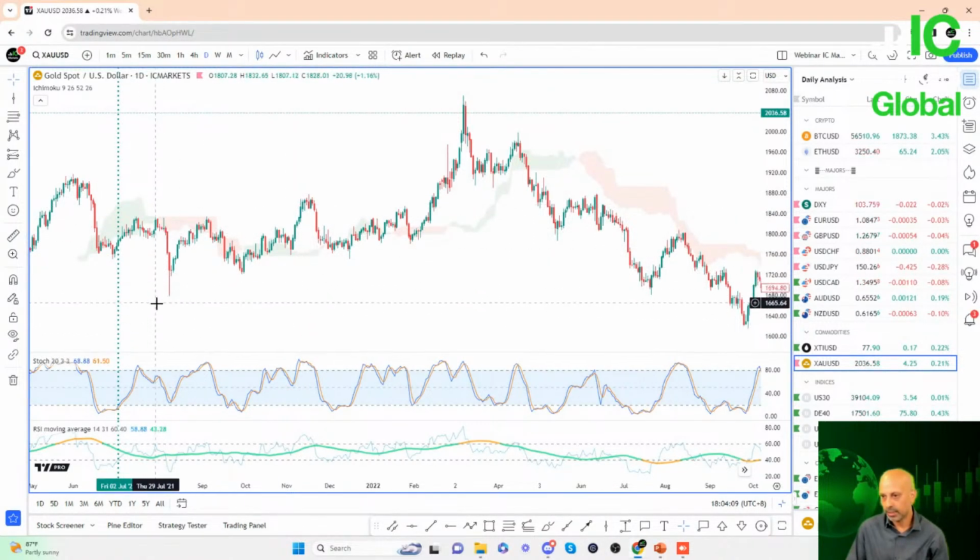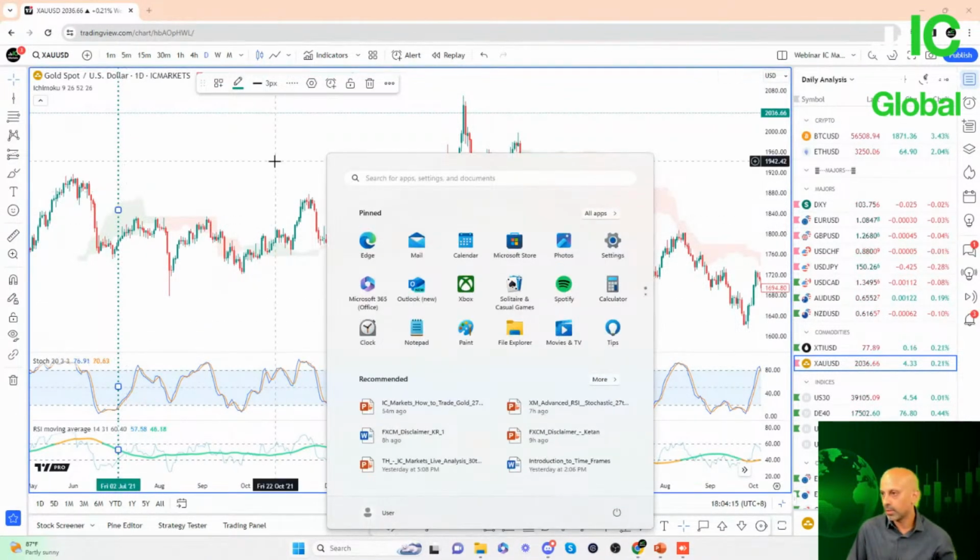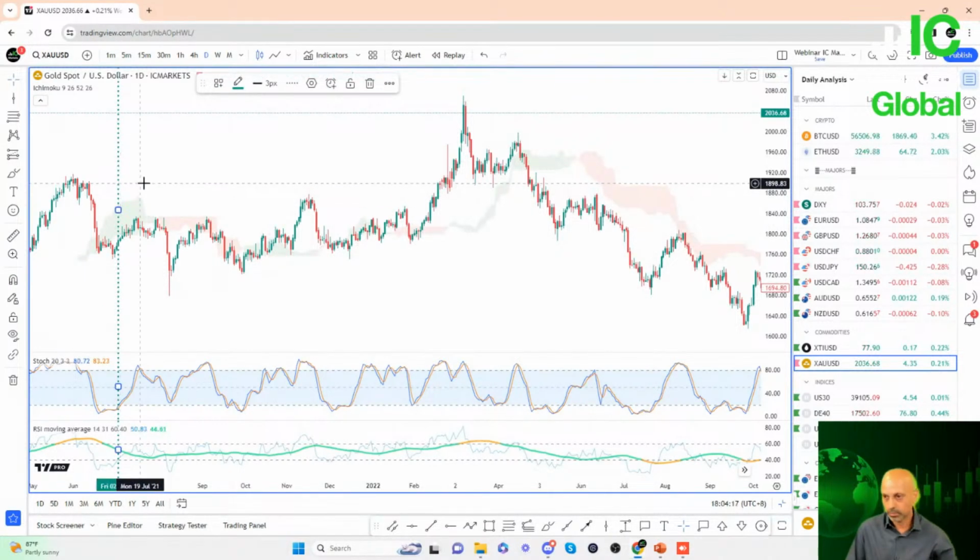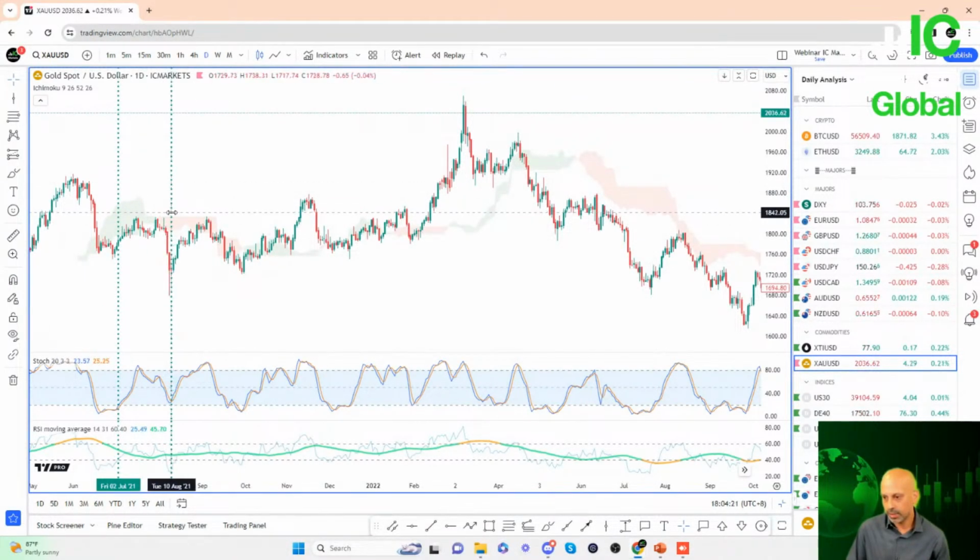Right, similarly, then over here, this is another period where we see, okay, although the stochastic oscillator doesn't drop below 20, it comes very close to this level, but we do see RSI dropping quite low, going as low as 25.